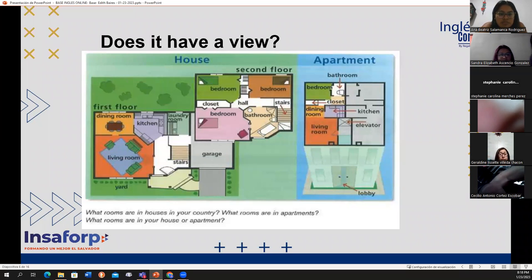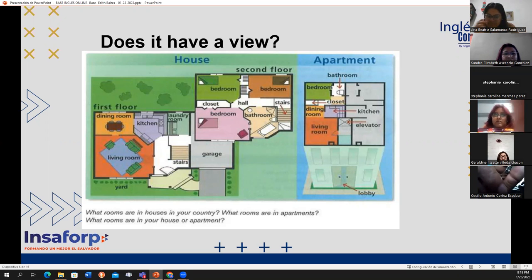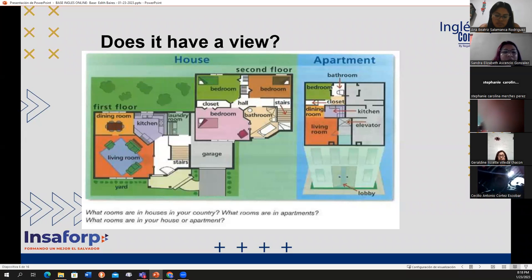Yo, teacher. Okay, Geraldine. In the first floor is dining room, kitchen, living room, stairs, and yard. Okay, stairs. And the laundry room also is here. And the garage. Okay. What do we have in the second floor? Bedroom. What else? Closet. Bathroom. Stairs. And the hall. The hall es el pasillo que tenemos, okay?